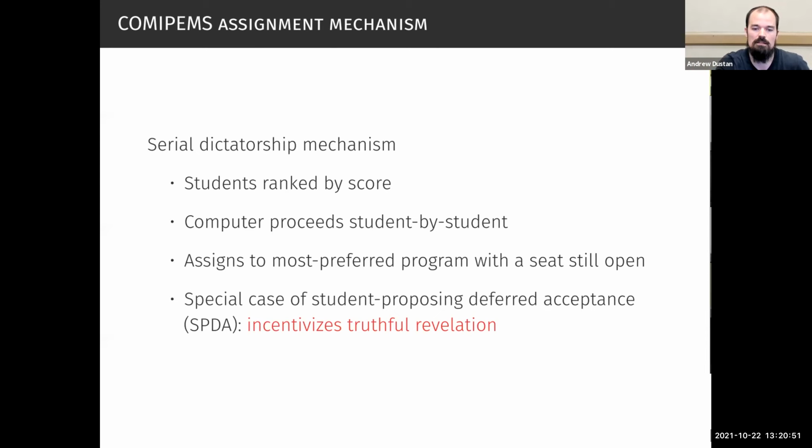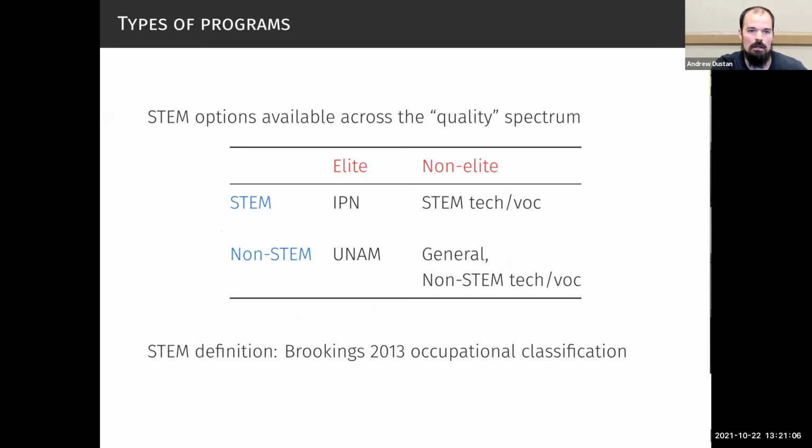Something important about this is that when you allow students to list a sufficiently long rank order list, as is the case here with 20 choices, this incentivizes truthful revelation of preferences. There's no sense in which you can game the system by misreporting your preferences.